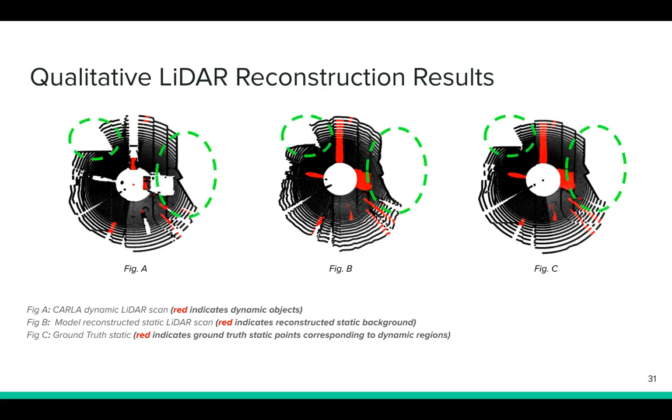Let's compare the reconstructed static LiDAR scan in figure B with the ground truth static scan in figure C. We can see that the reconstructed scan can retain the static structures as shown in green and fills the dynamic regions accurately as shown in red in figure B.